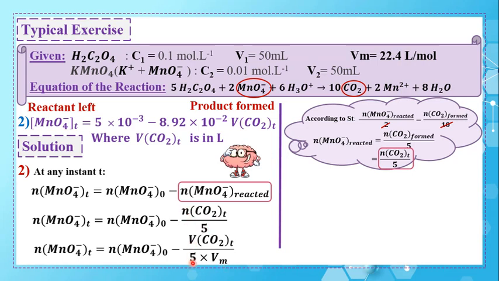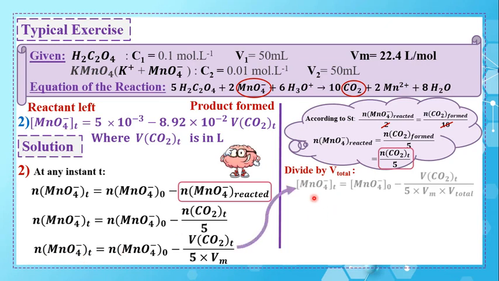The 5 remains here. Now we have to put the numbers, but first I have to convert the number of mole into concentration. How? It is easy. I have to divide by V total. So the number of mole of MnO4- at instant t divided by V total will give me the concentration of MnO4- at instant t. The initial number of mole divided by V total will give me the initial concentration, minus here, to this fraction I have to add V total in the denominator.